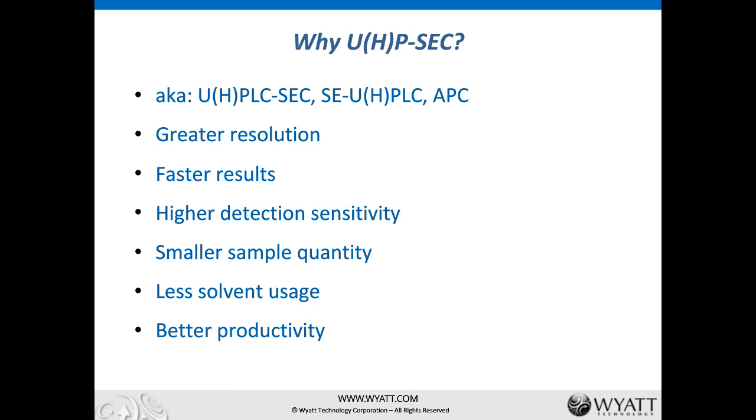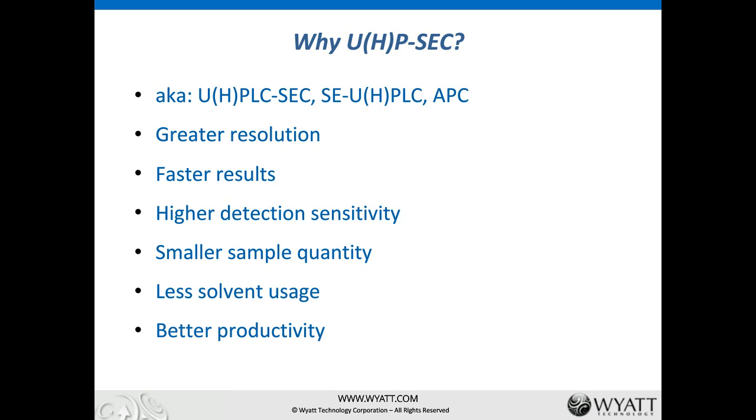Pushing mobile phase through such columns requires much higher pressure in general. For example, if you're using a BEH200 column, a short column from Waters, at a typical flow rate of 0.3 to 0.4 mL per minute, that would typically generate 200 bars of back pressure. But in return, we do get greater resolution, faster results as we see here, and higher detection sensitivity with less solvent usage, and more importantly, smaller sample quantity.